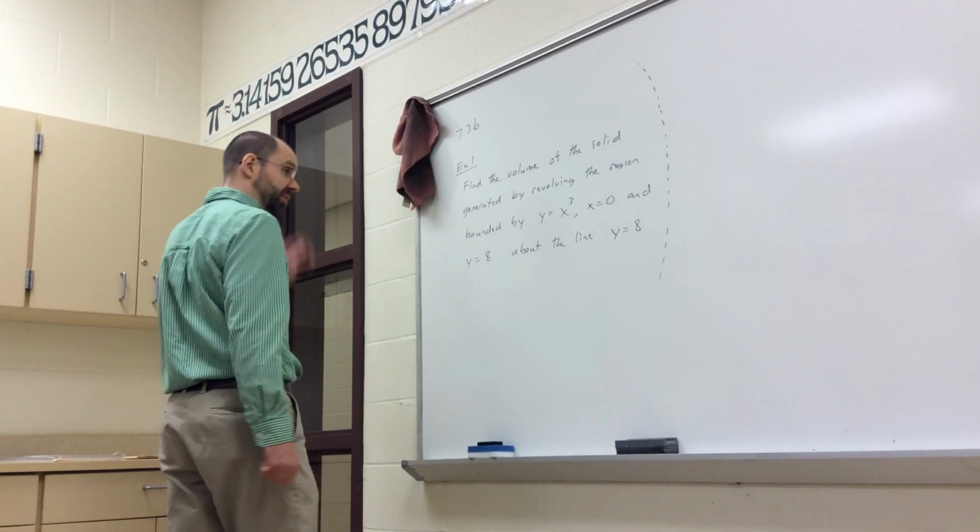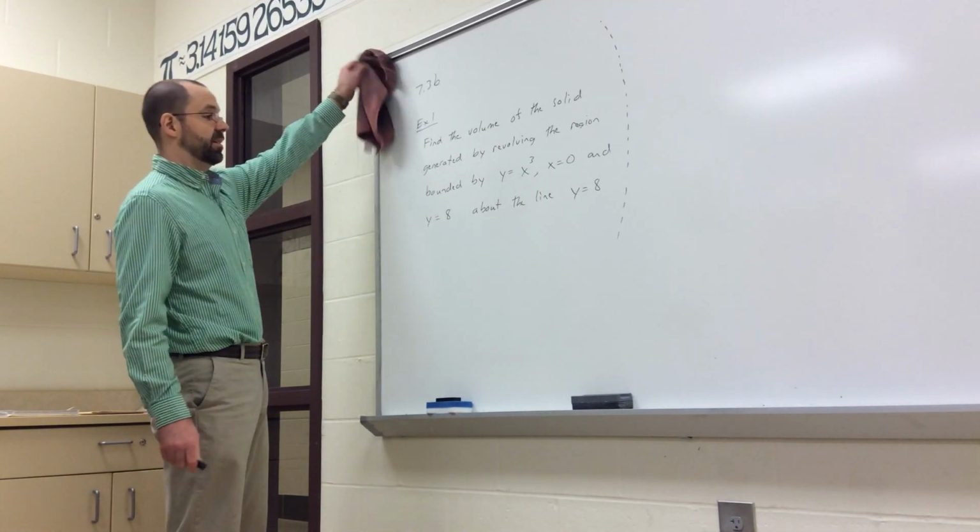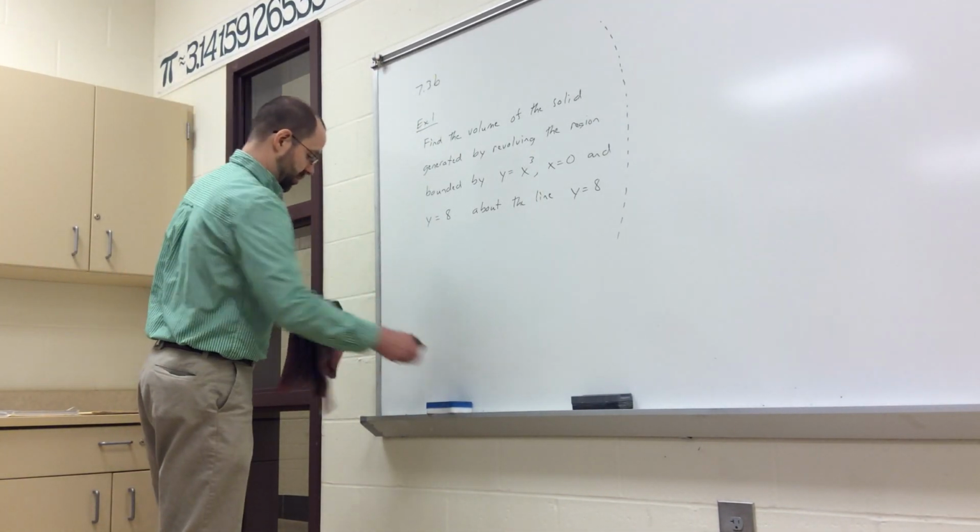Finding the volume of the solid generated by revolving the region bounded by y equals x cubed, x equals 0, and y equals 8, about the line y equals 8.